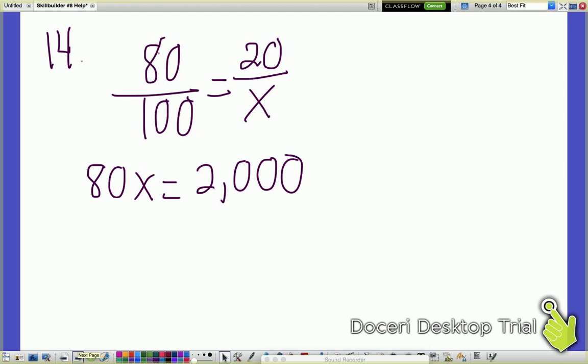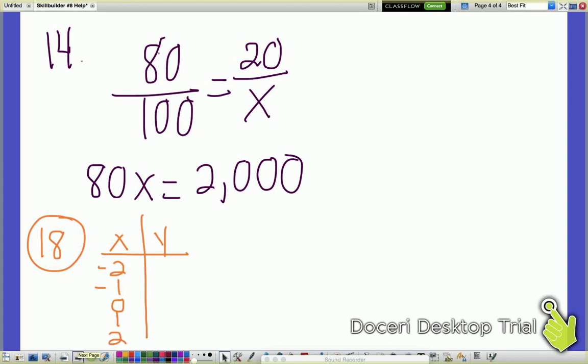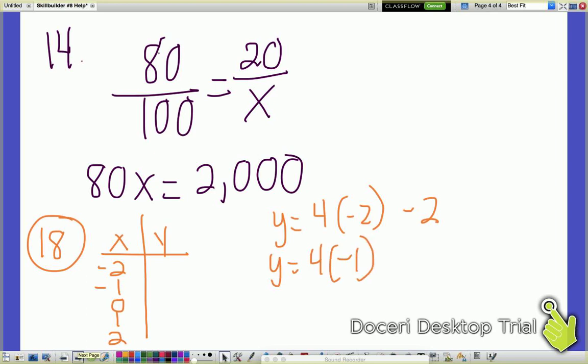Okay, I just want to talk about 18. It says to make a table of values to graph the equation. What does that mean? It means I want an XY table with these numbers. So you're going to have 4 times -2 minus 2. 4 times -1 minus 2. And so on and so forth. That's how you're going to generate these y values here, and then you're going to graph.